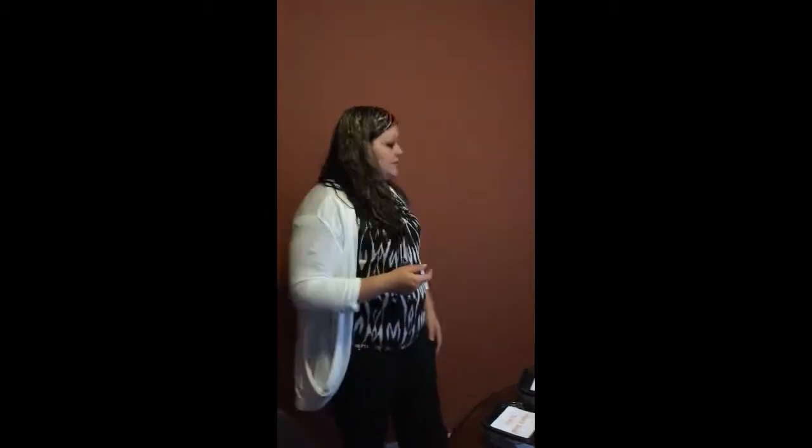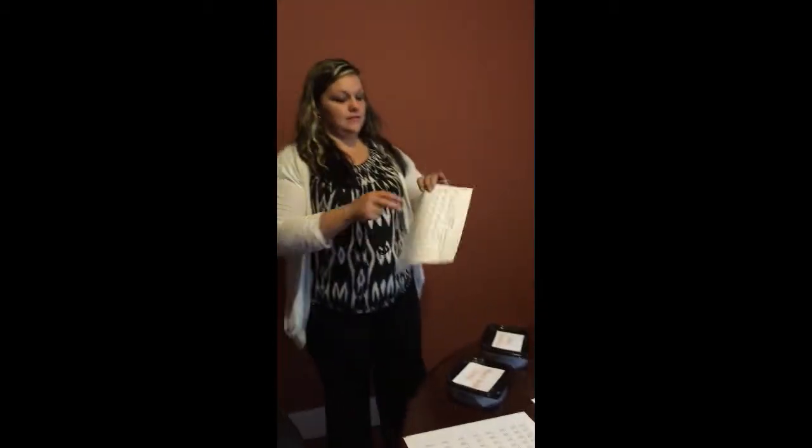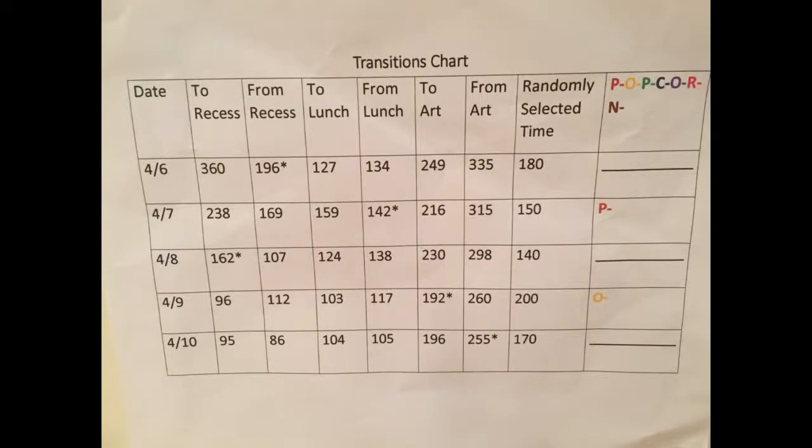So for example, you would have recess, from recess to lunch. You would cut those up and put those in there. And in the other canister, you're just going to have times. These times are going to be averaged out.